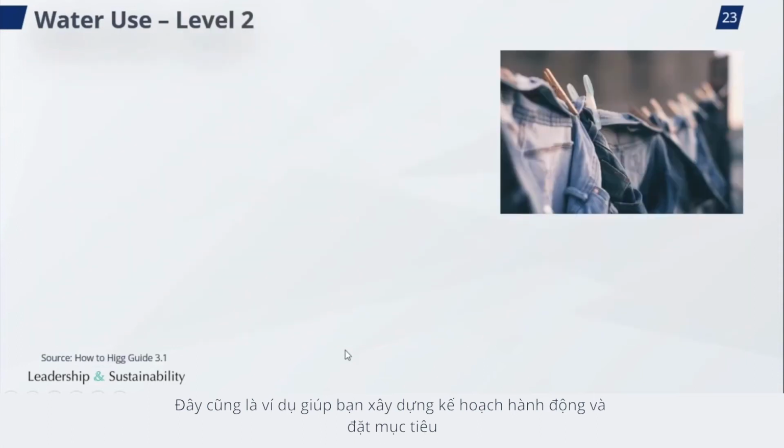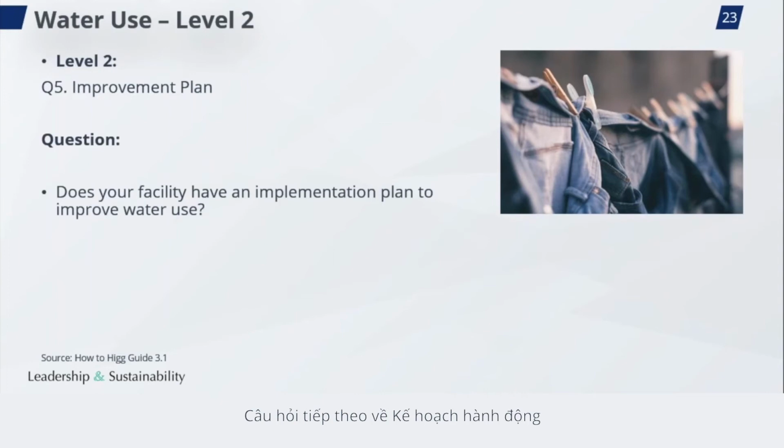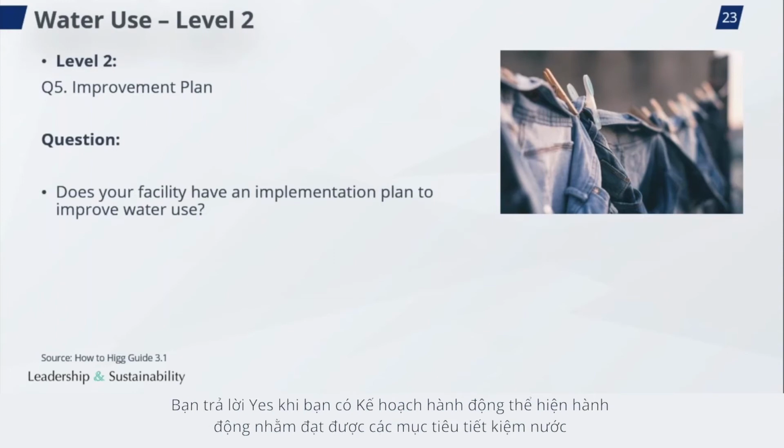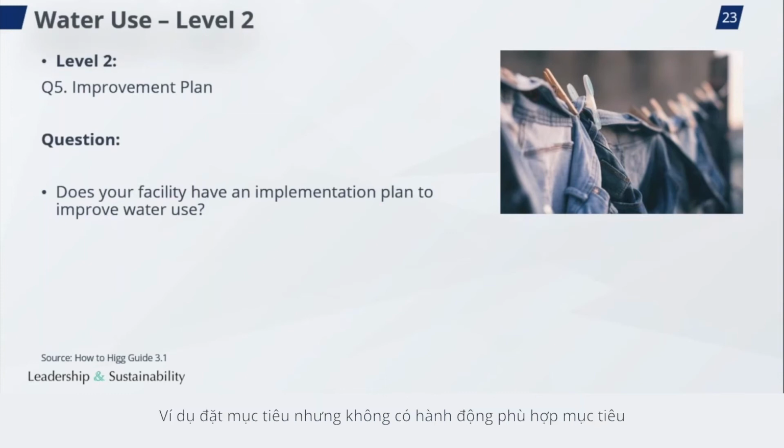when you set a target. And then the next question is actually about the action plan or the improvement plan, and the question is, does your facility have an implementation plan to improve water use? And you can answer yes if you have an implementation plan in place that demonstrates that you are taking action to achieve your targeted reductions. And answer partially yes if you have a plan but have not started on all action items that should have been started. And when we are verifying, we often see that there is a lack of complete improvement plans. So you may set a target, but there are no actions behind it.